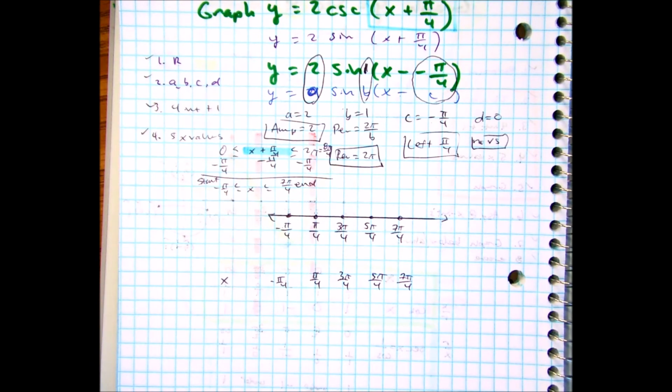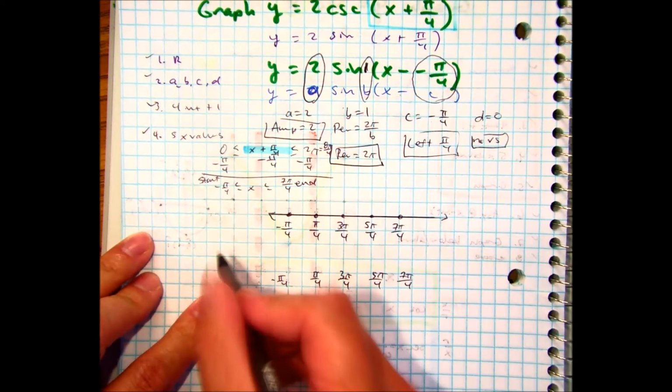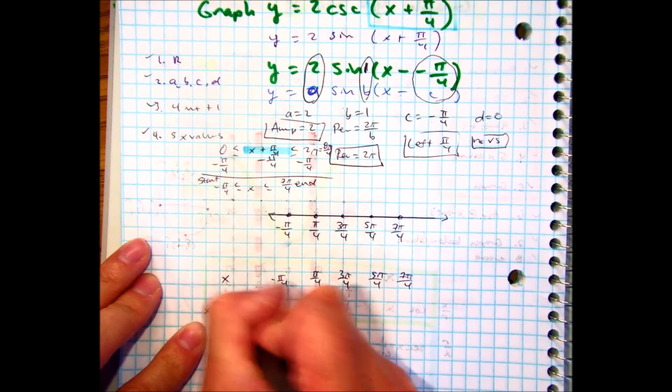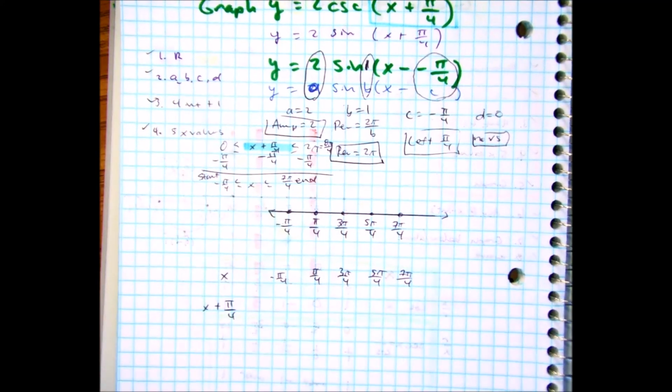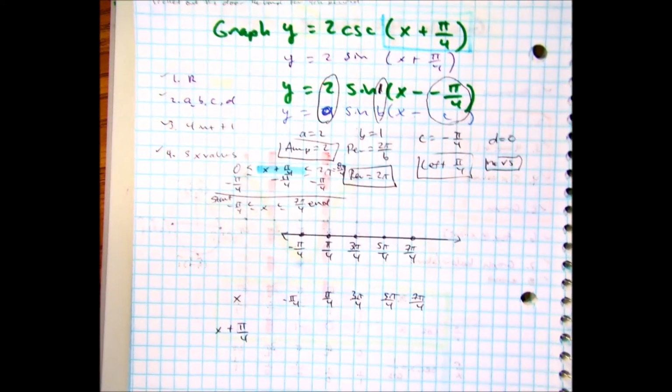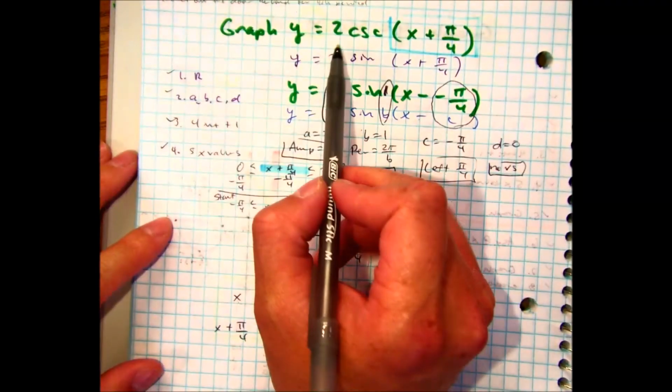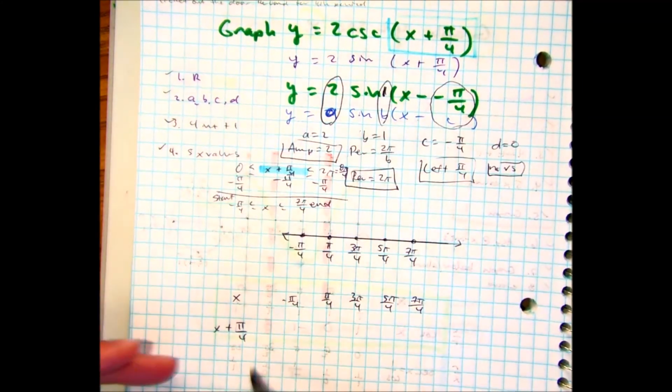Add pi over 4. So now what do you do? Yeah, you're adding pi over 4. I want to take a moment, I was thinking about algebraically to help you. The question I think some students struggle with is, what do I do next?